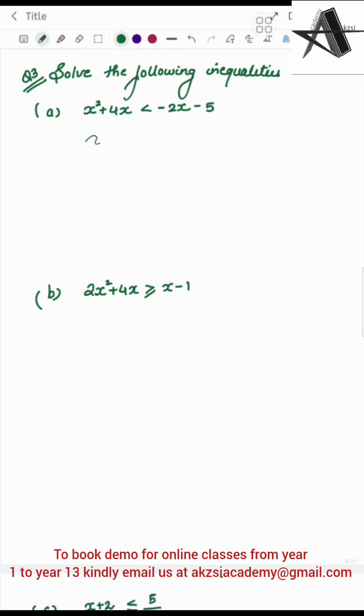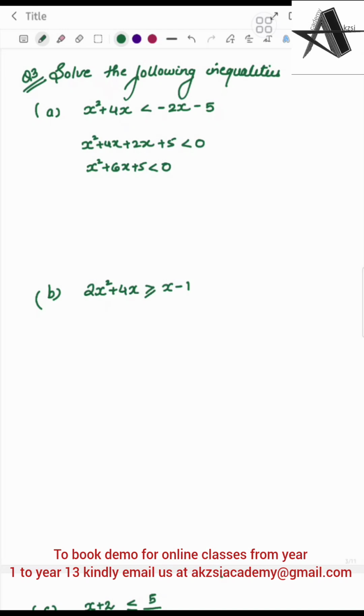So from here, what you need to do: x squared plus 4x. Now bring -2x to the left hand side, plus 2x. While transposing, change the sign. -5 to the left hand side, plus 5. And there's nothing remaining on the right hand side, so it will be 0. x squared plus 6x plus 5 less than 0.